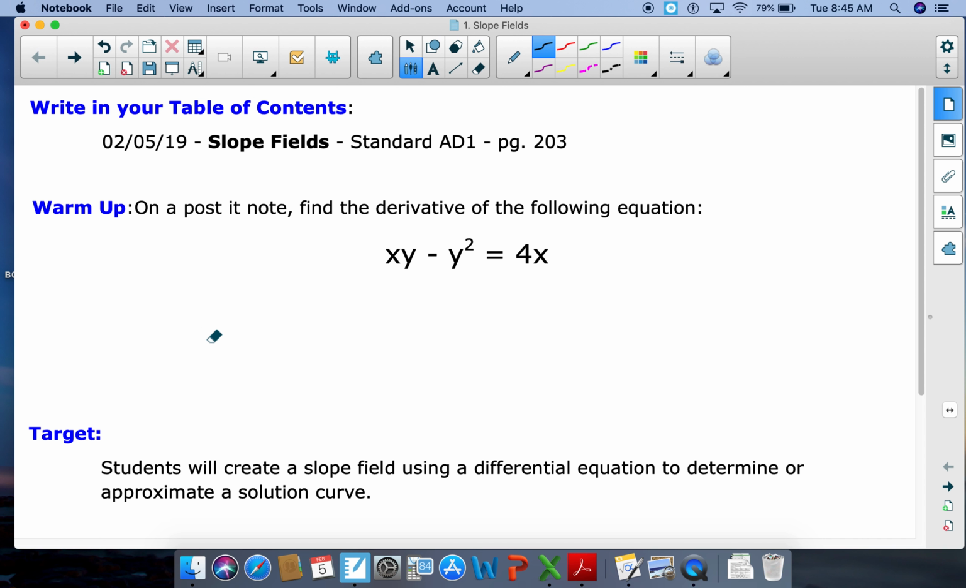So implicit differentiation is going to have to be used. Why? There's both x's and y's. Is this an equation where y could be solved for? If you're saying yes, tell me how.